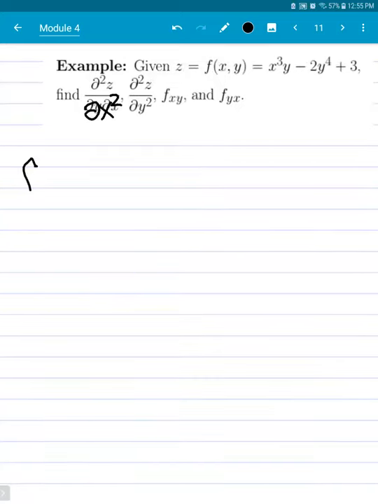First, the partial of f with respect to x. We treat y as constant here. We differentiate with respect to x: x cubed becomes 3x squared. And the remaining terms become 0, since they are all constants with respect to x.